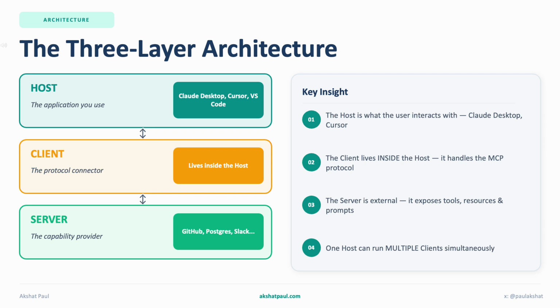And here's the key thing to remember. One host can run multiple clients at the same time. So Claude Desktop can be connected to a GitHub server and a Slack server and a Postgres server all simultaneously. That 3-layer picture, host, client, server, is your mental model for everything that follows.